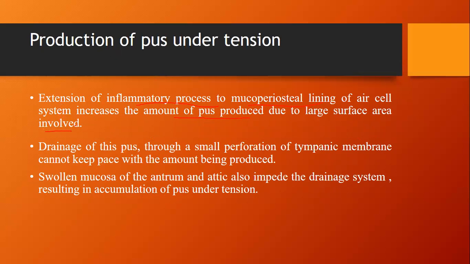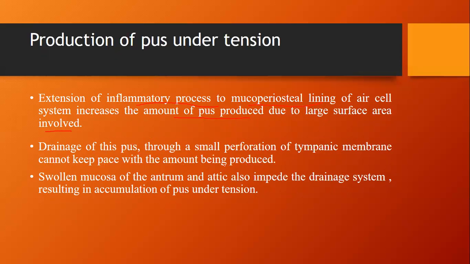If the infection starts and we do not manage it properly, it will spread to a larger surface area, extending up to the mucoperiosteal lining of the air cells. Then drainage of this pus through a small perforation of the tympanic membrane cannot keep pace with the amount being produced.